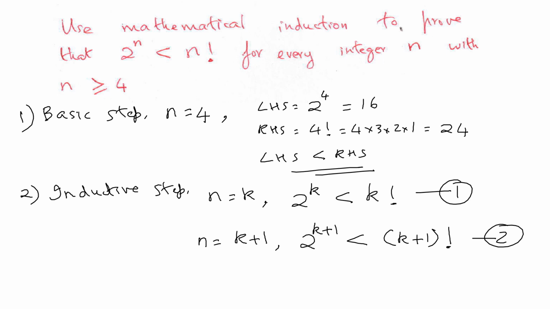So what we will do is we will start from the left hand side of equation 2. So what is the left hand side of equation 2? See, we know this equation very clearly. Equation 1 says 2 to the power k is less than k factorial. Okay, that is equation 1. Already we have done it.